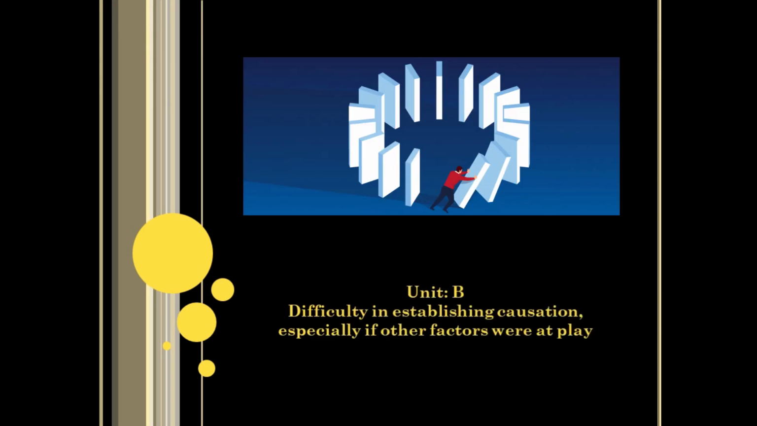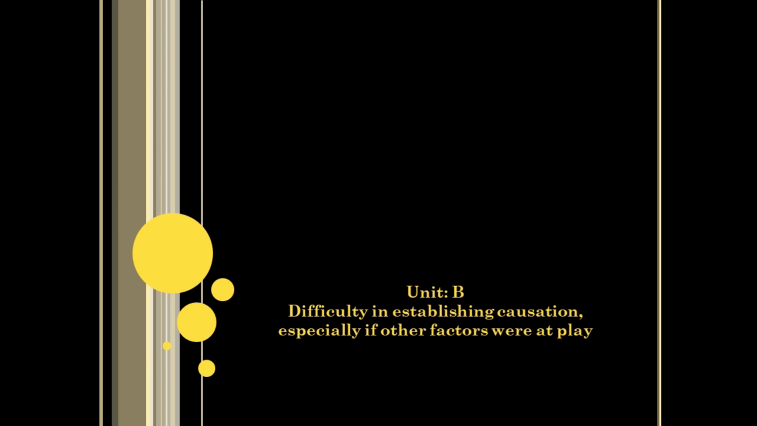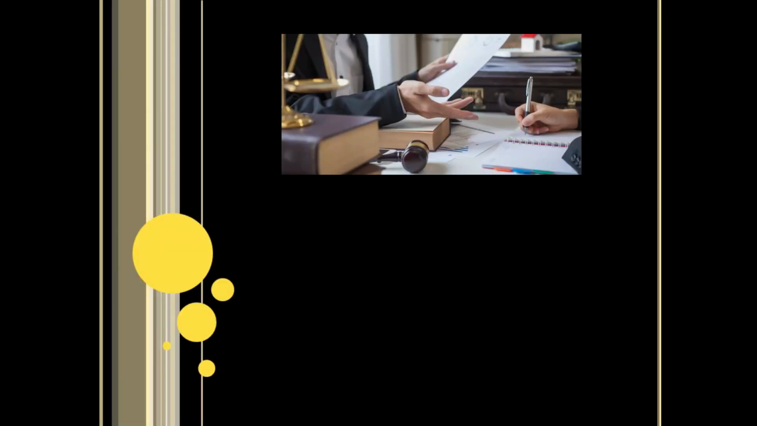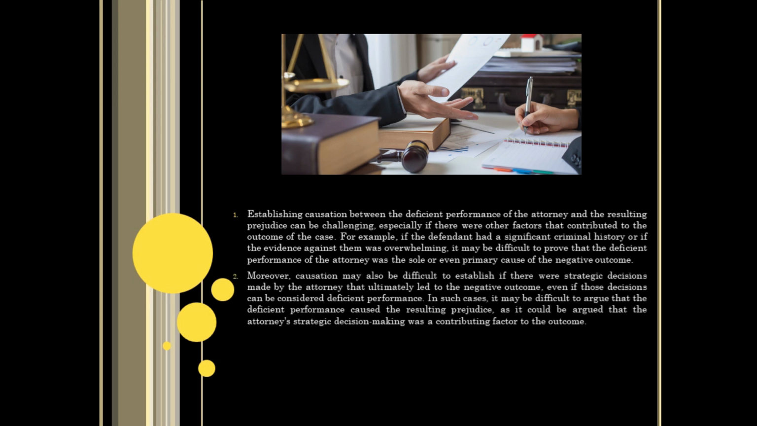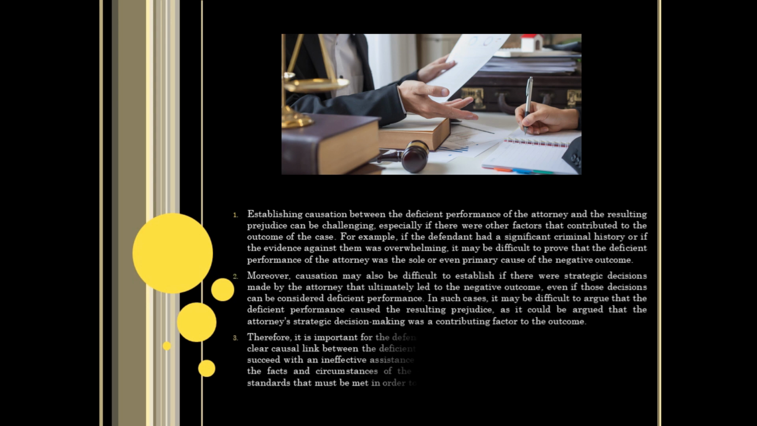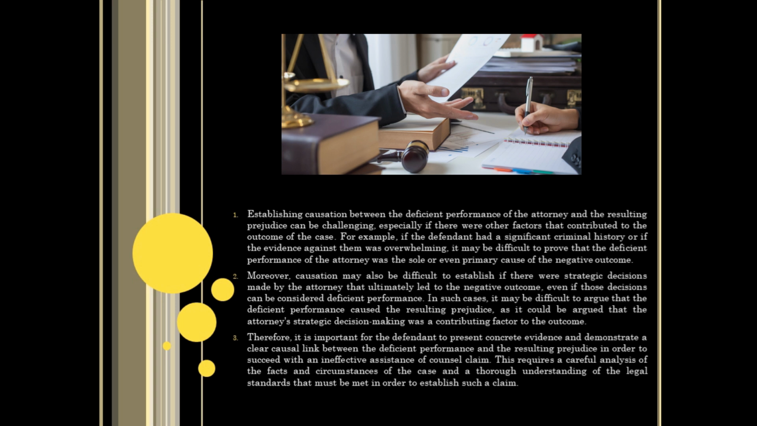Unit B: difficulty in establishing causation, especially if other factors were at play. Establishing causation between the deficient performance of the attorney and the resulting prejudice can be challenging, especially if there were other factors that contributed to the outcome of the case. For example, if the defendant had a significant criminal history or if the evidence against them was overwhelming, it may be difficult to prove that the deficient performance of the attorney was the sole or even primary cause of the negative outcome.